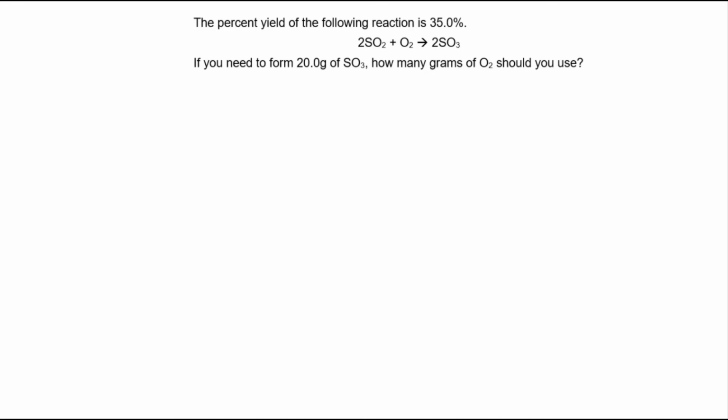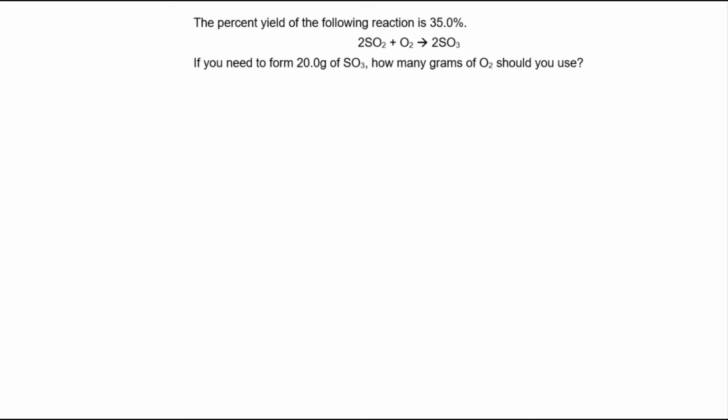This time they give us the percent yield. So the percent yield of the following reaction is 35%. And they give us a chemical equation and it's already balanced. That's fantastic. If you need to form 20 grams of sulfur trioxide, how many grams of oxygen should you use?